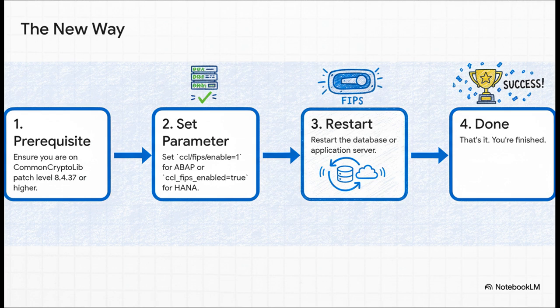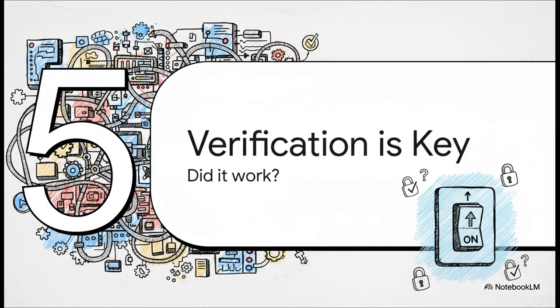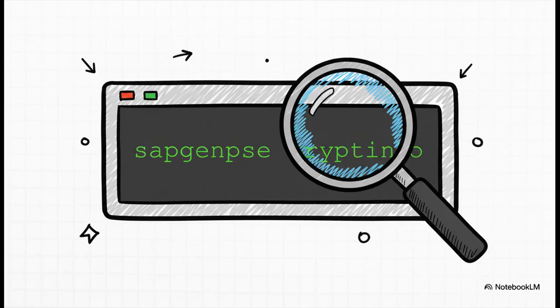every single patch. But whether you suffered through the old way or breezed through the new way, how do you actually know it worked? You can't just set it and forget it. You have to check. Verification is absolutely essential. And SAP gives us a simple, trusty command to do just that. It doesn't matter what version you're on, you can just go to your executable directory and run sapgenpse cryptinfo. This little command is your single source of truth.